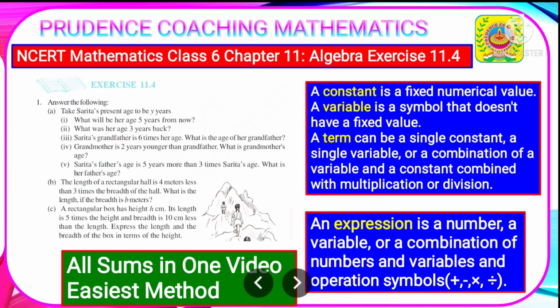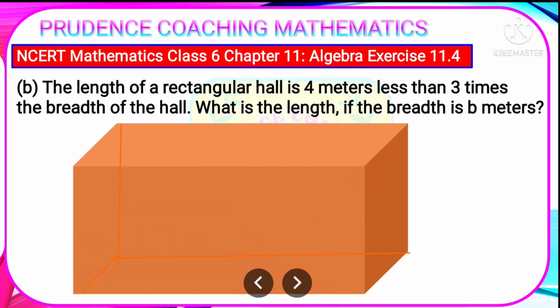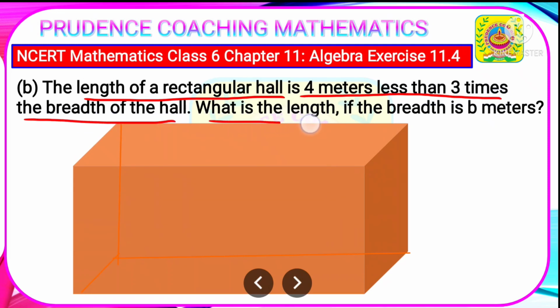As we have completed till 1A, today we are going to start with sum number B in this particular video. Let us read the question first. The length of a rectangular hall is 4 meters less than 3 times the breadth of the hall. What is the length if the breadth is b meters?